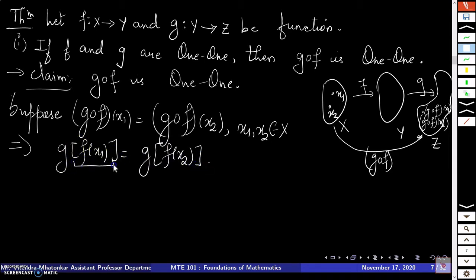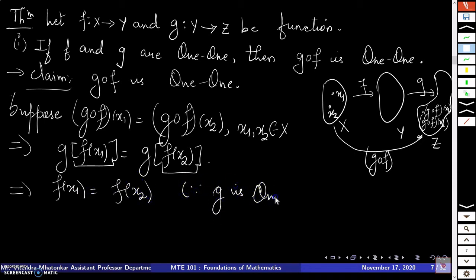So G of this point f of x1 is the same as G of this point, but G is given to be a 1-1 function, and G of f of x1 is G of f of x2. So this implies f of x1 is equal to f of x2, right? This is since G is 1-1. So those two points will be here, f of x1, and that is the same as f of x2. That's because G is 1-1.